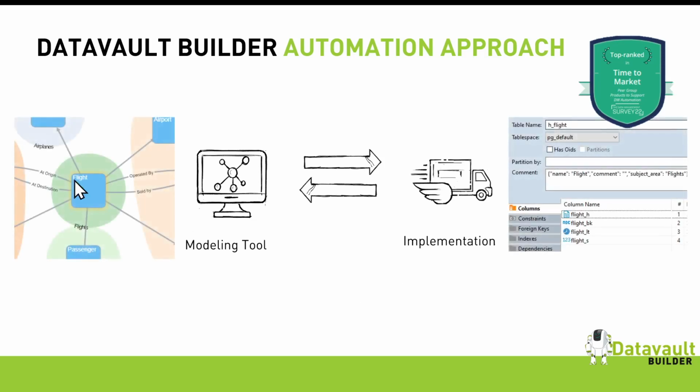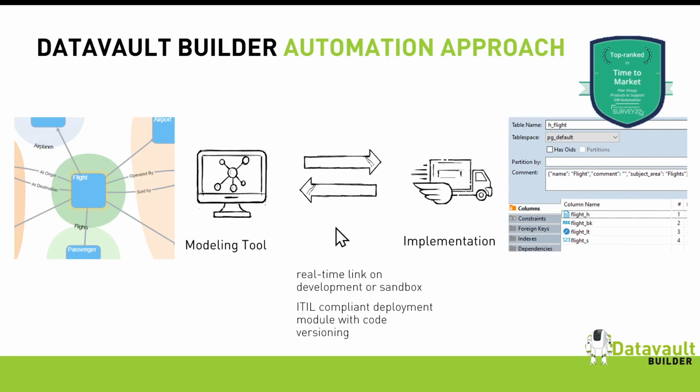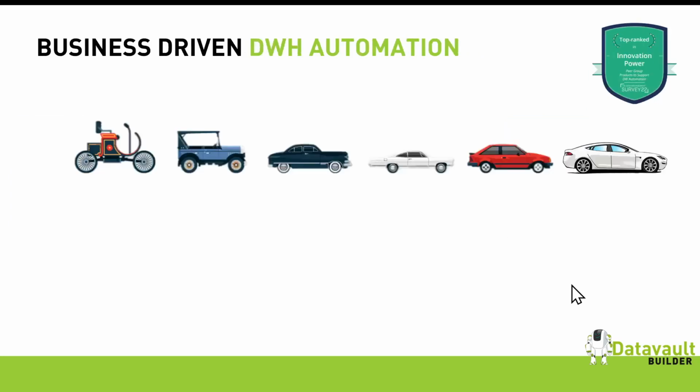But to explain it, if I create a core business concept like an order or here a flight, in real time the corresponding database table is created and the metadata is attached to it. If I change the metadata or the table, the data model changes. So it is always in sync. The second thing is, by the way, we're not doing this on your production system. You're doing this on your development machine or in your sandbox. And then we have an ITIL compliant path to deploy the stuff between environments.